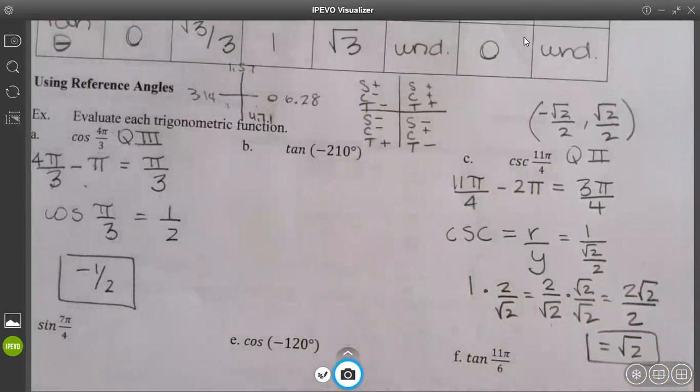All right, let's go to B. What's different about B? It's clockwise, right? Instead of counterclockwise. So what do I do to it?